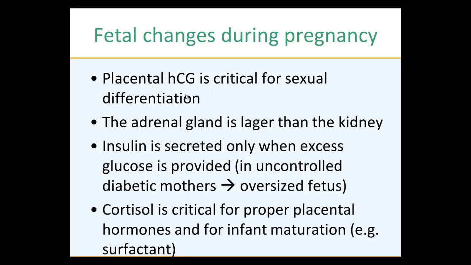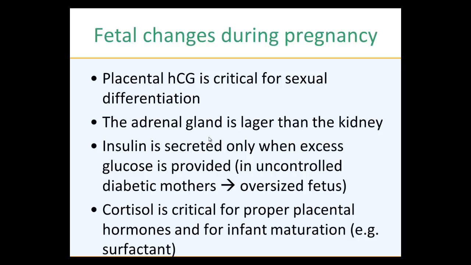HCG, we think it's important because we think it is the reason for the fetal Leydig cells to start making testosterone. Remember that testosterone was needed for the reproductive tract and also was needed for the external genitalia. So we think the HCG that is being secreted by the placenta is needed for the sexual differentiation to the male. Remember, the default is the female.